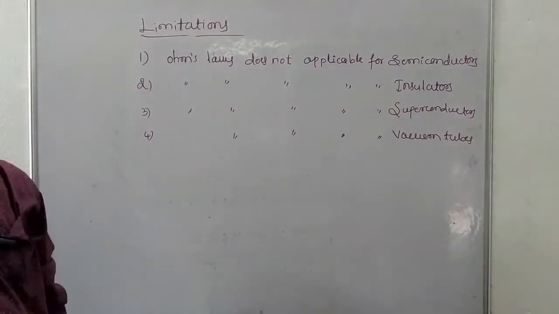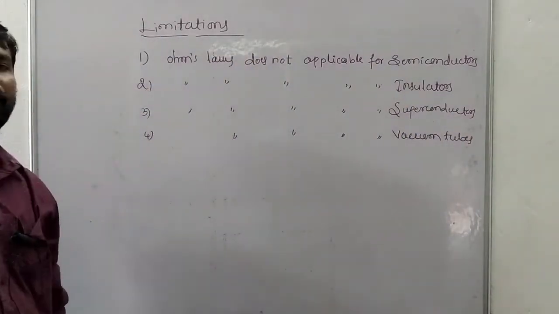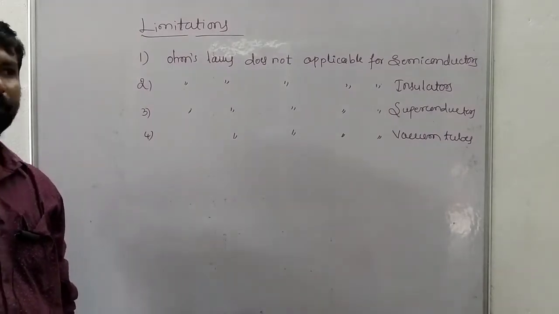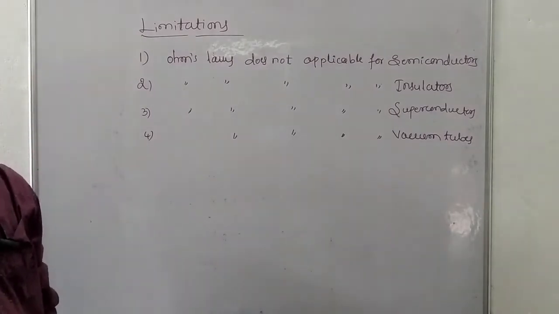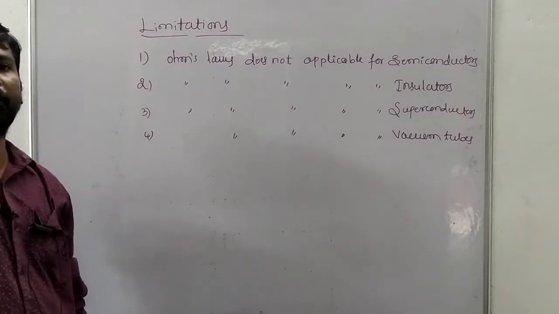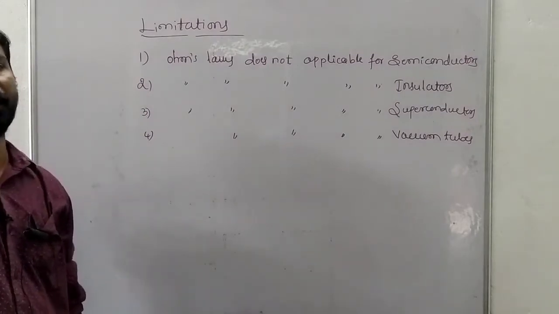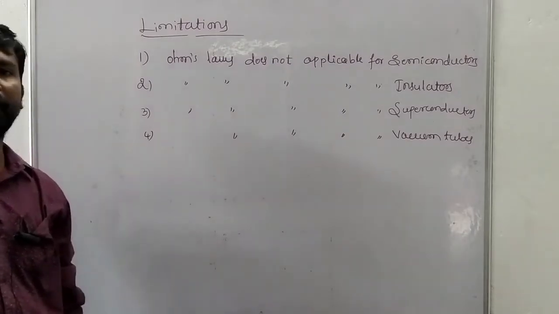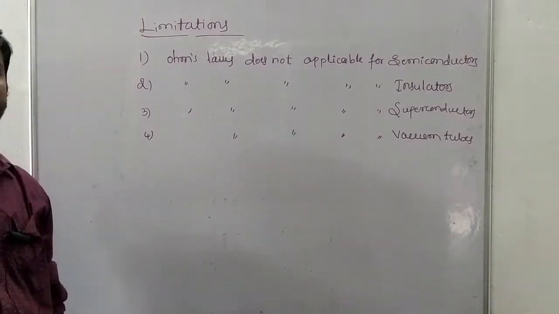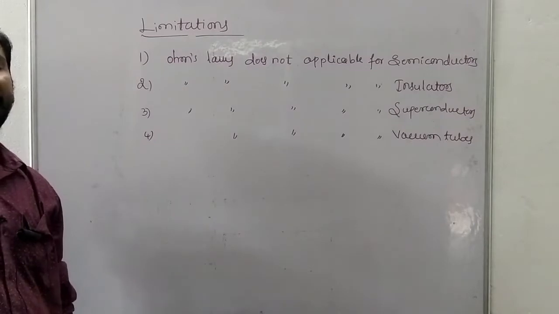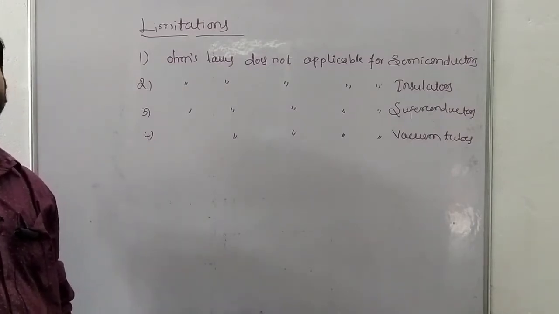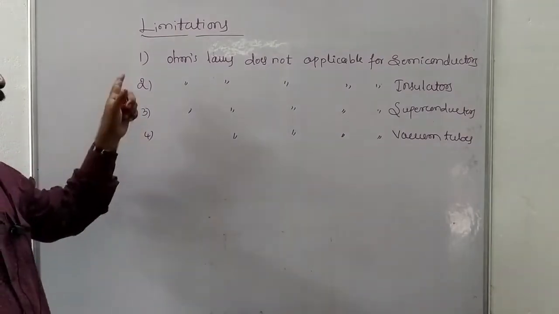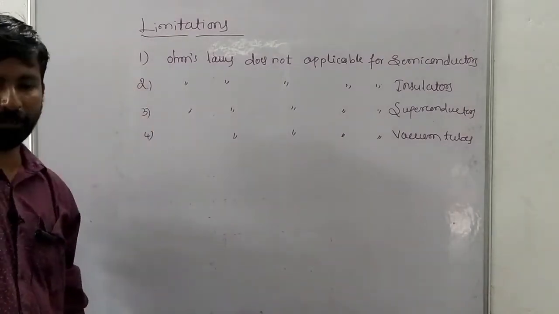Ohm's law is only applicable for conductors or ohmic devices. Ohmic devices are the devices which obey Ohm's law, for example, metallic conductors. Non-ohmic devices are the devices which do not obey Ohm's law, for example, diodes, transistors, and so on. So these are the limitations of Ohm's law.